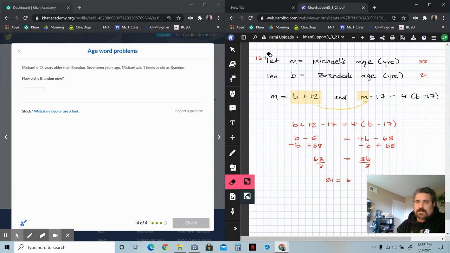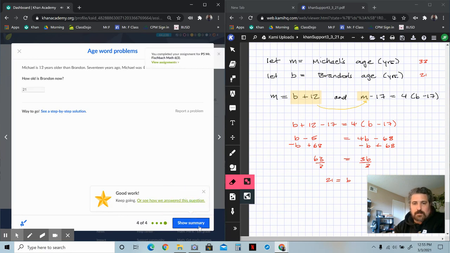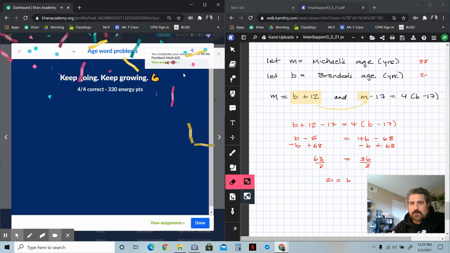And you can see my silly error, right? So when you're reading and translating, you should be careful, right? If it's said in the past, you've got to apply it to both ages in the past, not just one. And that's it. So how old is Brandon currently now? Brandon is 21 years old currently. And that's how you do the problem. Good chance for us to see how to fix mistakes when they happen.